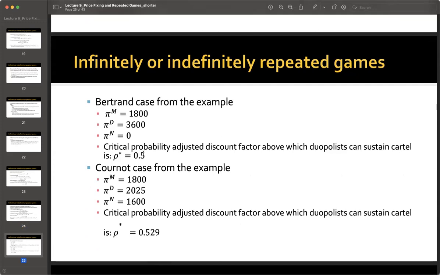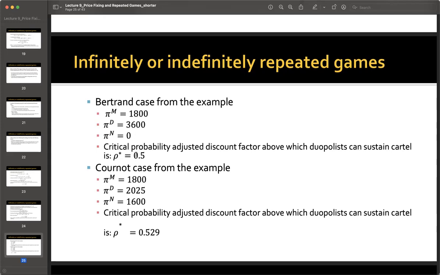Ano yung mas maliit na rho? And dahil mas maliit siya, ano yung implication nun? Okay, so mas maliit yung rho ng Bertrand. Okay. Not by much, but mas maliit.